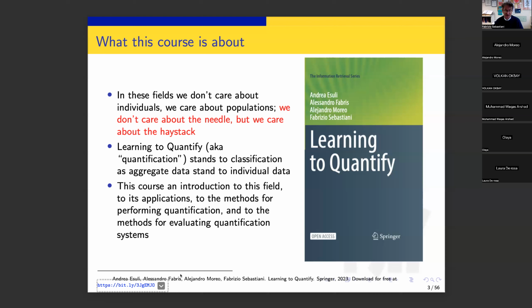On the right, you can see our forthcoming book. Alejandro and myself, together with a couple of other colleagues, have recently written a book on learning to quantify that is going to be published with Springer and should appear in the next weeks or days. It's an open access book, so you don't need to go to pirate sites in order to get it for free. You can download it for free from the URL indicated in the footer. For the moment we have the proofs, the semi-final version of the book, but the same URL will also host the final version once it is ready.